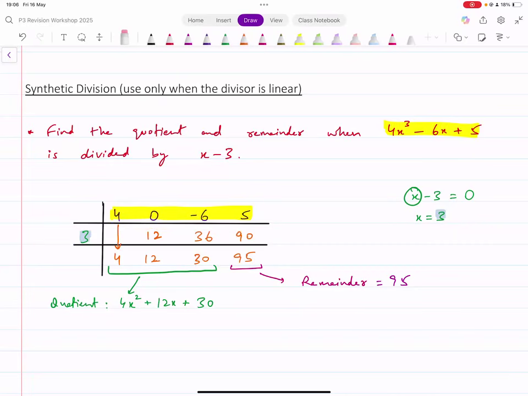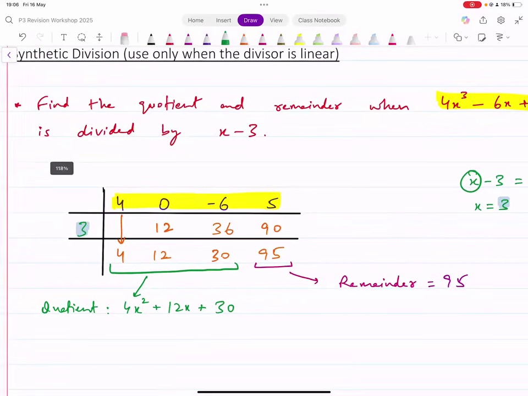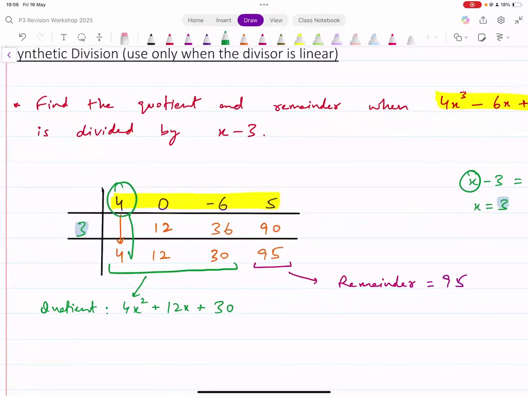Okay, and now the way this process works is you first of all bring 4 down as it is, the first value that comes down as it is. And then you multiply 3 by 4, that gives you 12. You write that here, add these two numbers, that gives you 12. And then you just repeat this process. You multiply 3 by 12 now, that gives you 36. You write that here. Add these two numbers, minus 6 plus 36, that gives you 30. 3 into 30, 90. You write that here. And then you add these two numbers, that gives you 95. And that's it. That's the division complete.